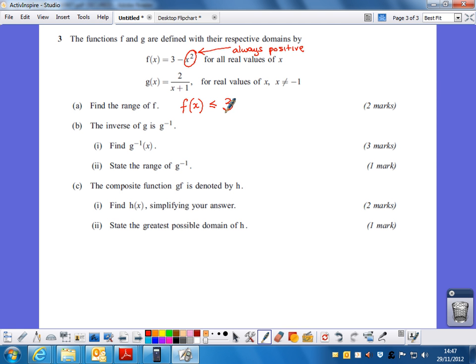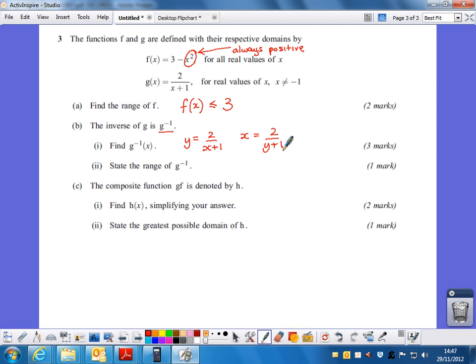Part B asks you to find the inverse of g. This is denoted by g to the minus 1. For 1 mark, all you need to do is replace the g of x by y initially, and then swap the letters x and y over.